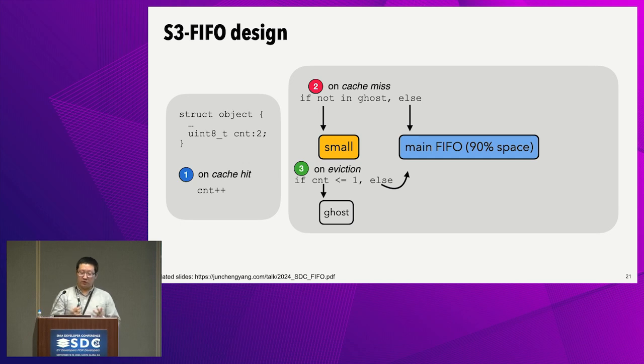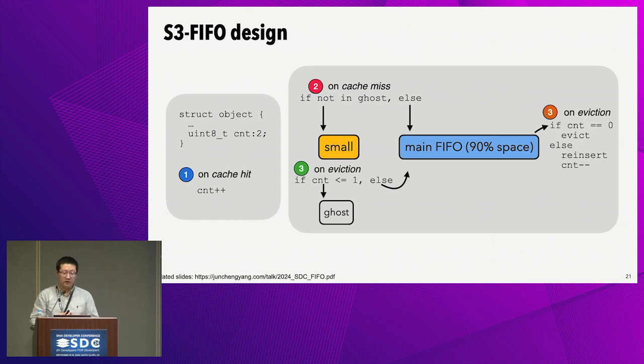Inserting objects into the small queue and the main FIFO queue may trigger eviction. Eviction from the small queue happens at the tail. So we look at the tail object and check its frequency. If the frequency is no more than 1, then it gets evicted, and this object ID or block ID is tracked in the ghost. Otherwise, it gets reinserted into the main FIFO queue at the head.